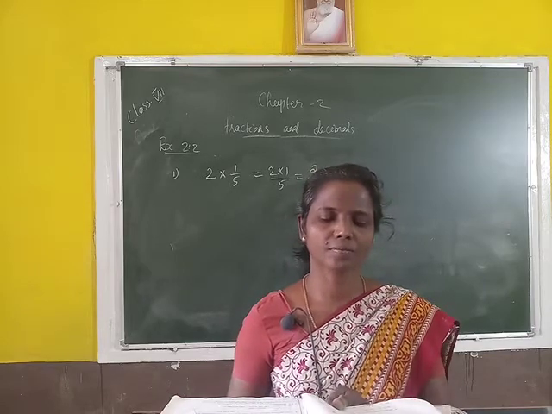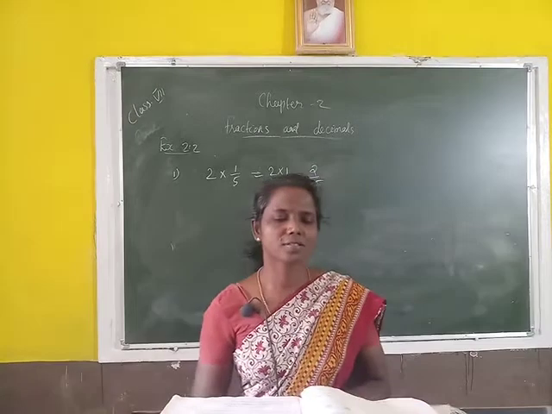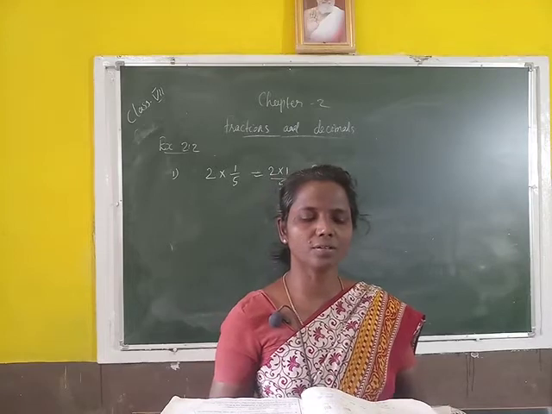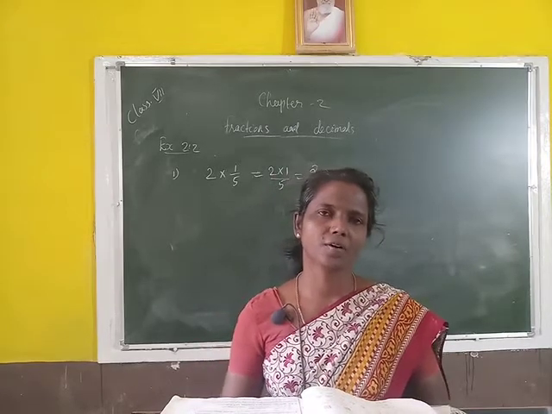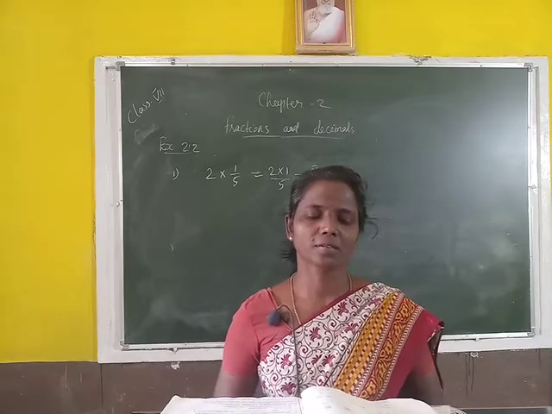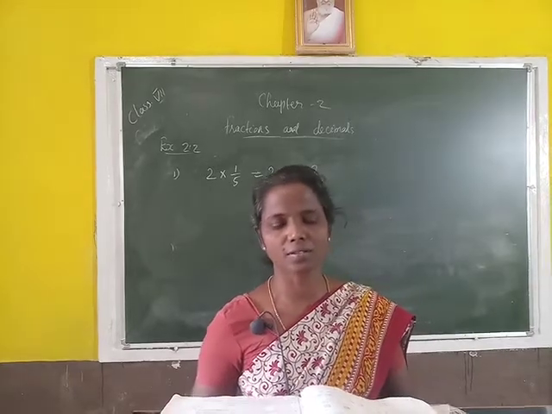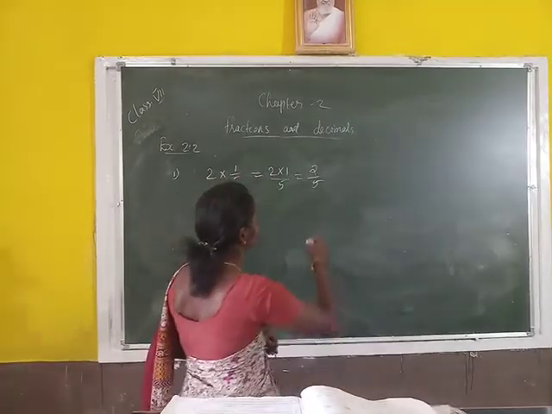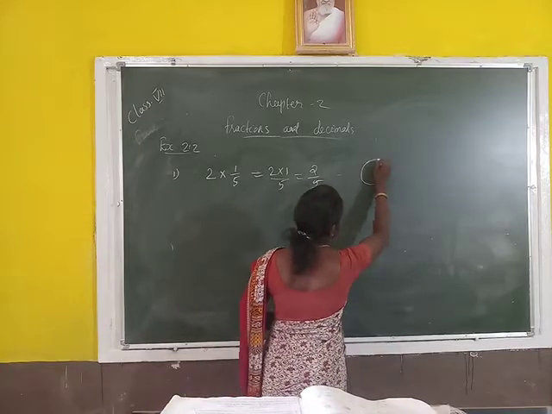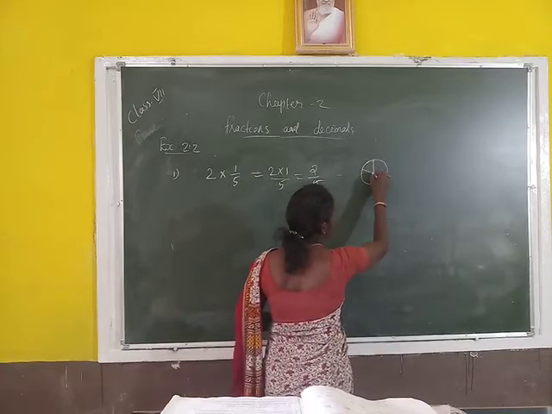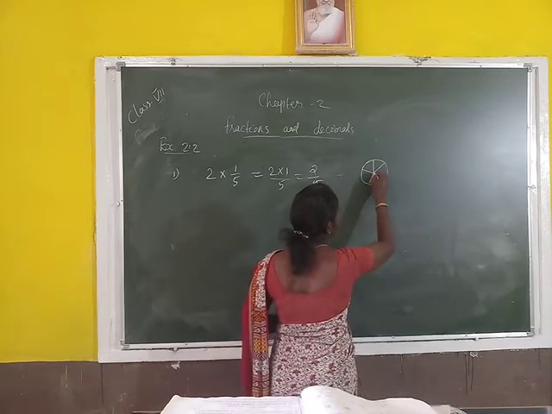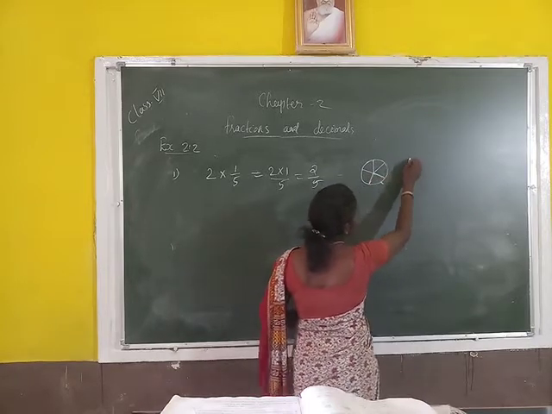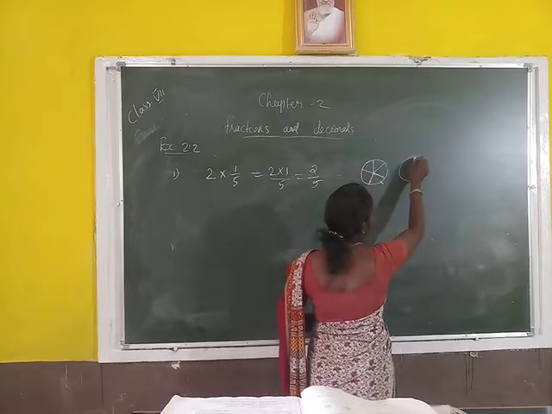Look at the diagram carefully. Look at D: the circle is divided into 5 equal parts and how many parts are shaded? The first circle has one part shaded and the second circle also has one part shaded, which means 1 by 5 plus 1 by 5. Here the circle is divided into how many equal parts? 5 equal parts. It's the answer for this figure.